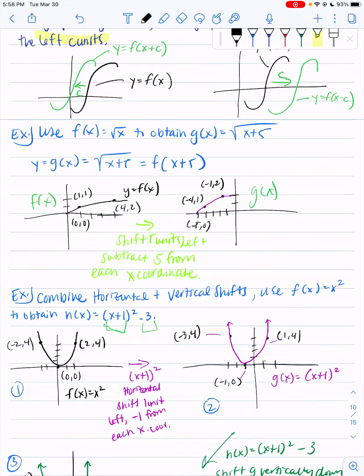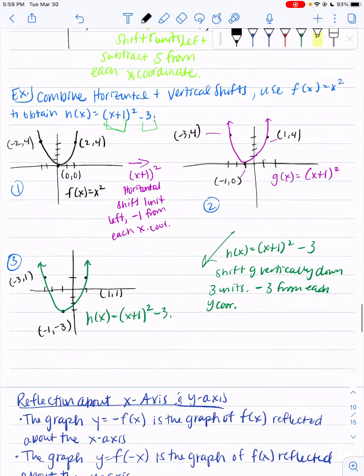So I'm going to start with 0, 0. I subtract 5 from that coordinate and I get negative 5, 0. So the y value stays the same, the x value changes. Now 1, 1, I subtract 5 from 1 and I get negative 4. So I have negative 4, 1 now. And then for 4, 2, I subtract 5 from 4 and I get negative 1, 2. So that's my new points for my g of x.